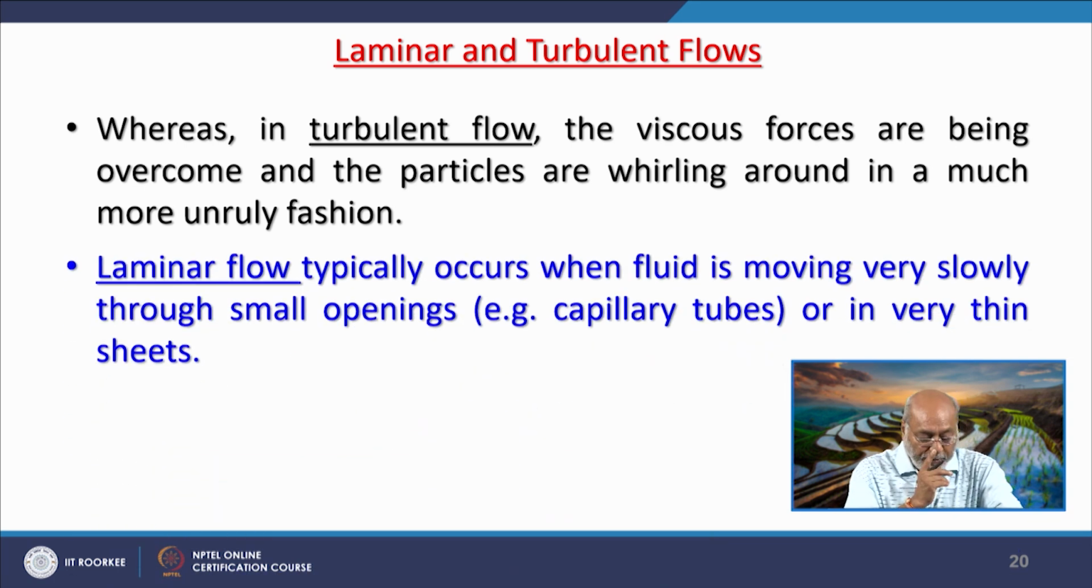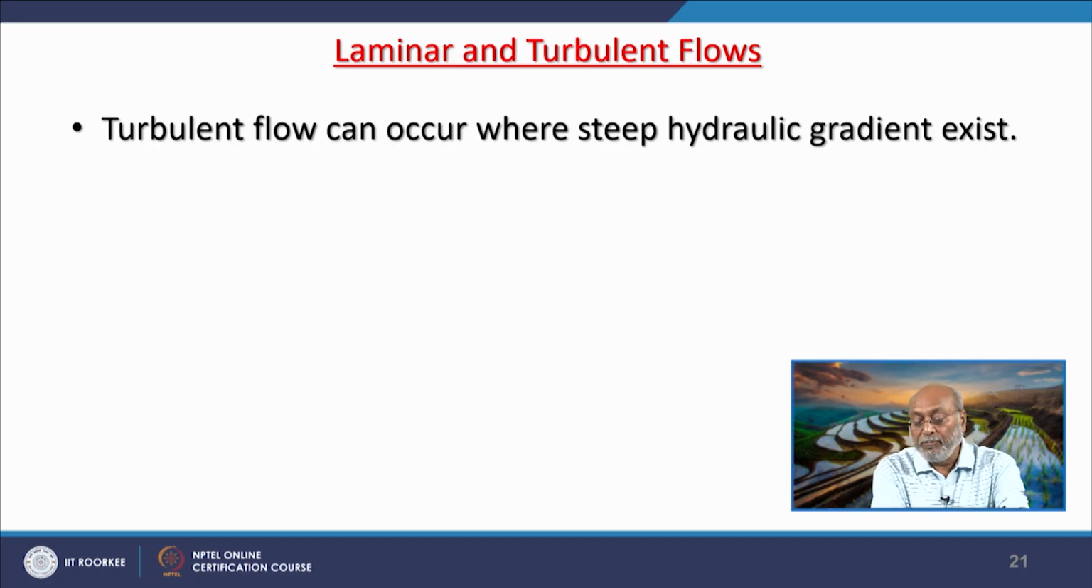Laminar flow typically occurs when fluid is moving very slowly through small openings, that is capillary tubes or very thin sheets. Turbulent flow can occur where a steep hydraulic gradient exists. So, if the slopes are gentle, the bottom is not rough and the channel is straight, more likely you would have laminar flow. But if these conditions are not there, you might have turbulent flow, with high hydraulic gradient.